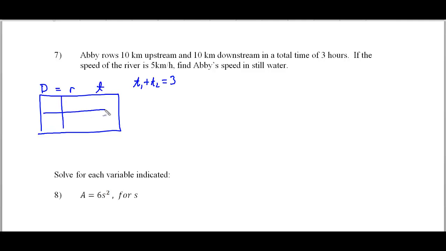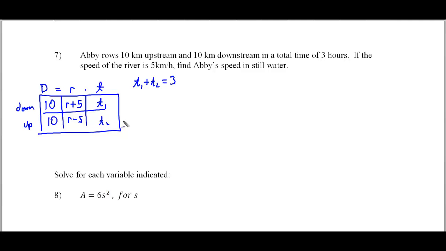And let's make my matrix like this. Okay, she went 10 miles upstream and 10 miles downstream, so there's the distance. Now, if the speed of the river is 5 kilometers per hour, find Abby's speed in still water. So this is going to be R plus 5 and R minus 5. Now, the R plus 5 is going with the current, so this is going to be downstream. And this is going to be against the current, so this is upstream. And here's my T sub 1 and my T sub 2.